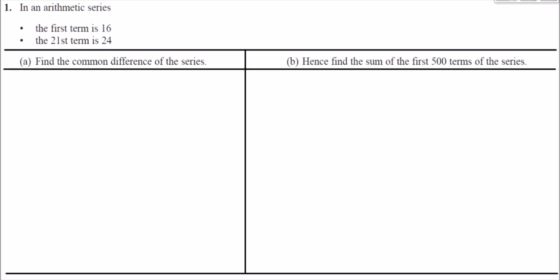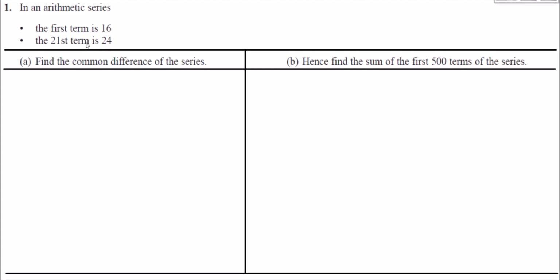So question number 1: in an arithmetic series, the first term is 16 and the 21st term is 24. We need to find the common difference of the series. So we need to remember a couple of different formulae for an arithmetic series. I'll show you what they are here. In fact, one of them is in the formula book, but ideally you should know them anyway.